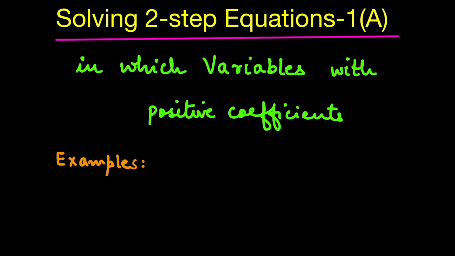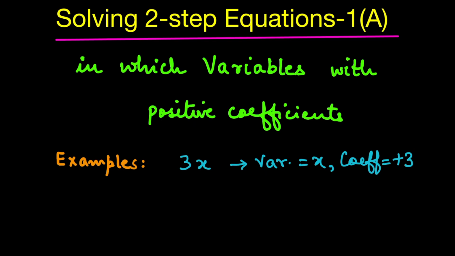Solving two-step equations now. First we will take the equations in which the variables will have positive coefficients. So what do we mean by this? For example, something like 3x. So what is the variable here? The variable is x and the coefficient is positive 3.